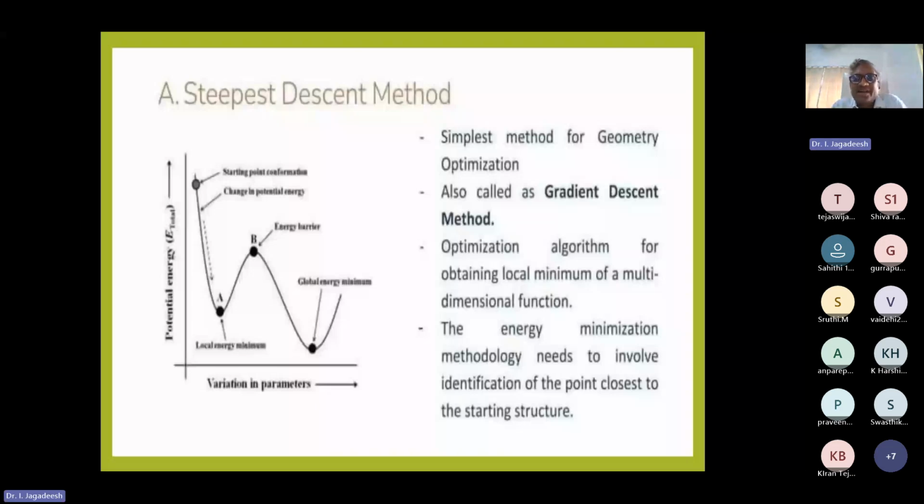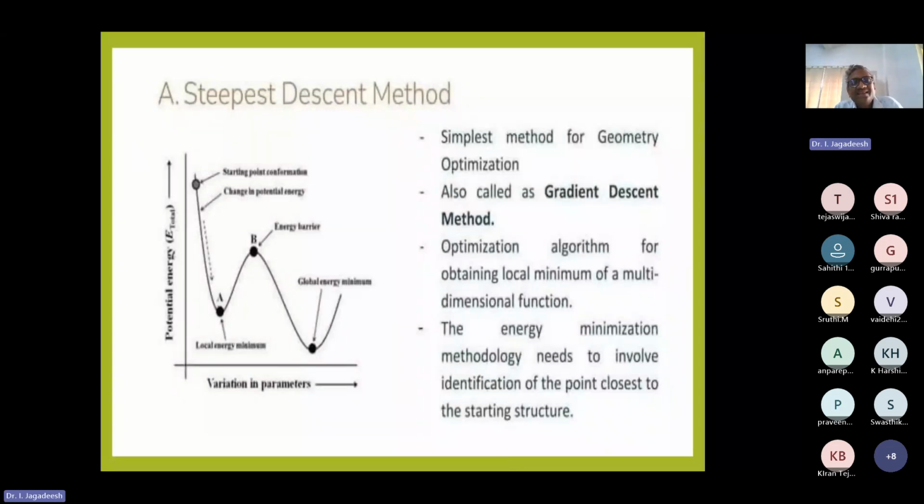It is the simplest method for the geometric optimization of a ligand. It is also called the gradient descent method. It is an optimization algorithm for obtaining a local minimum of a multi-dimensional function. So we are doing this. The energy minimization methodology needs to involve identification of the point closest to the starting structure. And we are going to find the energy minimization which has the least energy. We have to identify it.